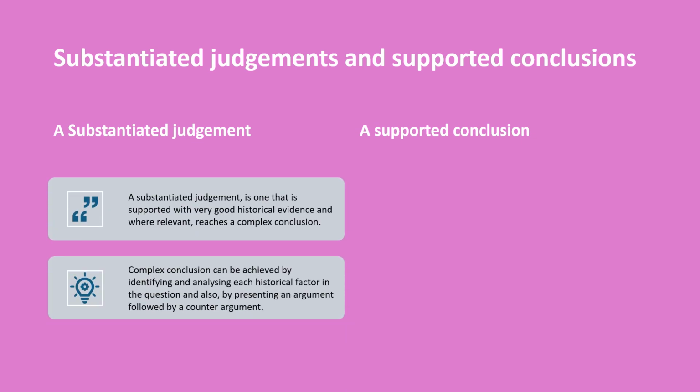A substantiated judgment is one that is supported with very good historical evidence and where relevant reaches a complex conclusion. And I've put here, a complex conclusion can be achieved by identifying and analysing each historical factor in the question. And again, this is reported by the examiners in reports of 2022, that often students are very good at identifying one historical factor but missing out key elements of the question and other historical factors. And I will come to that and give you an example when we look at an exam question in a moment.